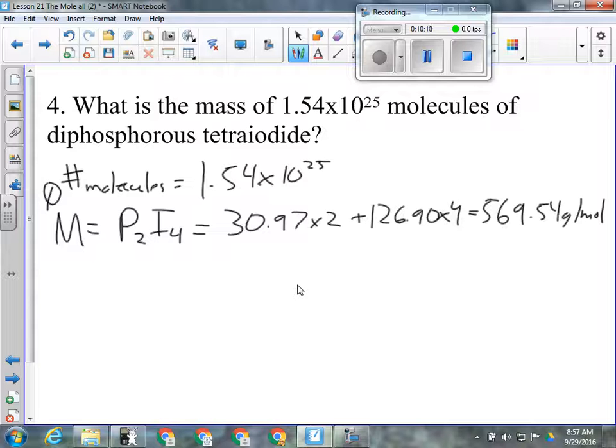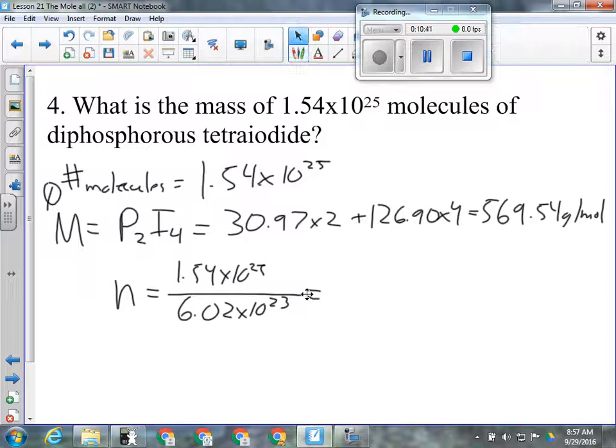It's always you calculate this number. All right, so to calculate n, we'll take the number of molecules, 1.54 times 10 to the 25, and divide it by Avogadro's number. Do I have more than a mole here? Yes, quite a bit more.